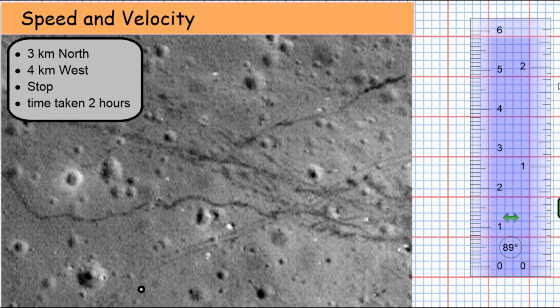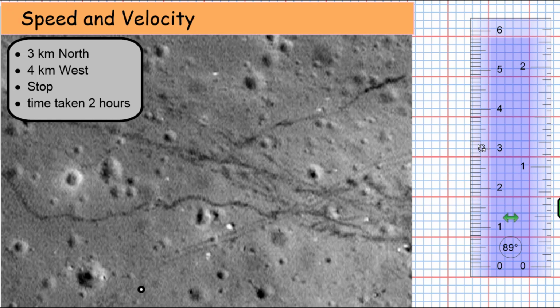Here's an example of how to calculate the average speed and average velocity of a journey. The picture you see is the surface of the moon moments after Apollo 17 blasted off. The tracks you see were made by the moon buggy, which drove about the surface. And in the grey box, we've got the record of the journey of one of those buggy movements. 3 kilometres north from our starting point, then 4 kilometres west, then it stopped, and then the time taken was measured to be 2 hours.